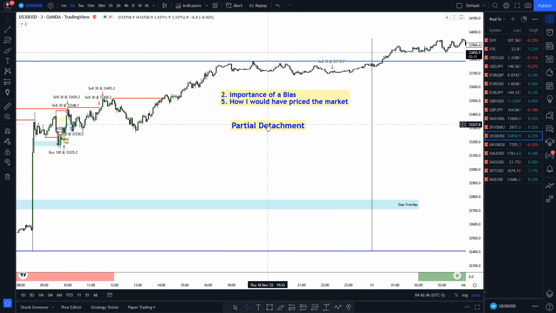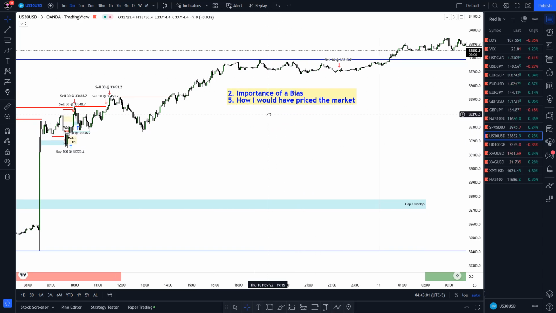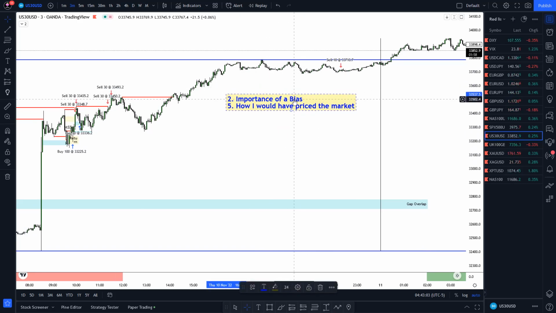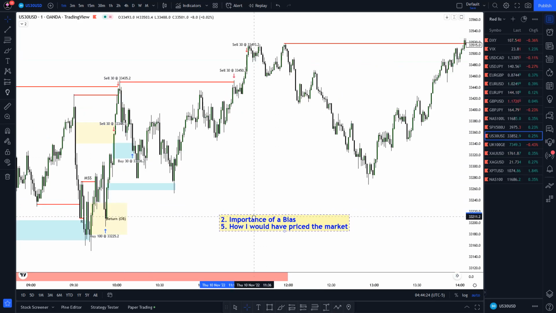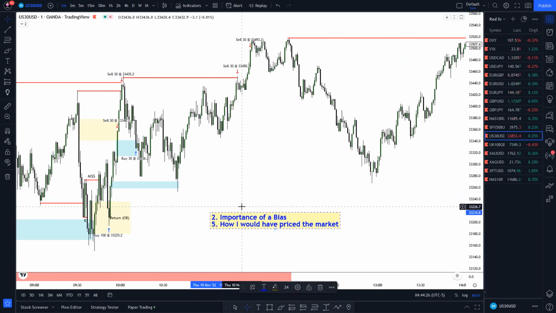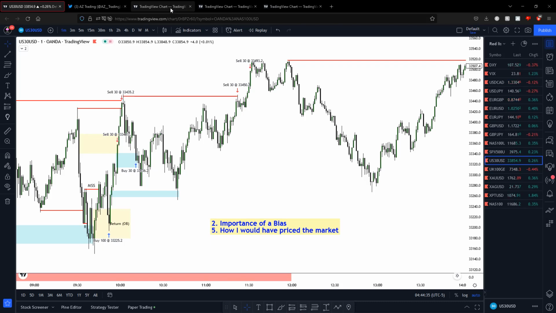Alright guys, that was a little bit of a tangent. I hope this exercise was a little meaningful to at least some of you, but let's move on to the point of having a bias and why it is so important. And if you want to know what my bias was for yesterday, the CPI day, I've just got a few screenshots here that I took, and this is what I usually keep in my journal alongside some notes.